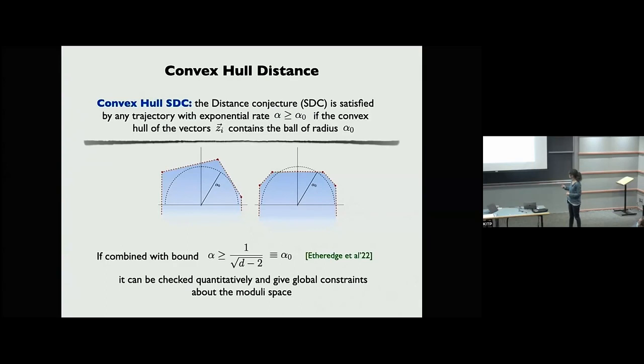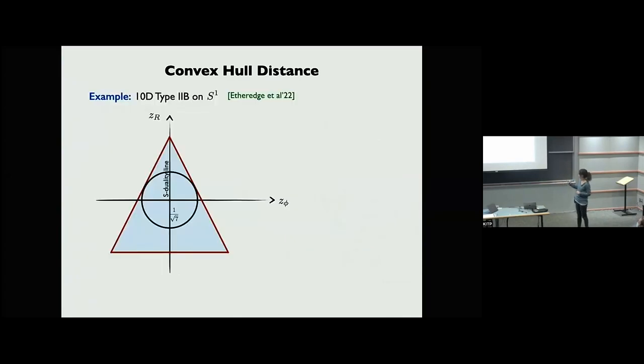So this is nice because if you now combine it with a specific value of this alpha 0, this is a quantitative thing that you can aim to check and use to obtain more global information about your moduli spaces. So this is something that Heidenreich, Rudelius, Etheredge, and others started to do in this paper. And I'm just going to give you one example and then move to other things.